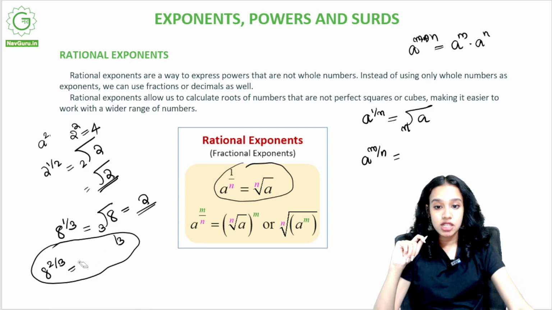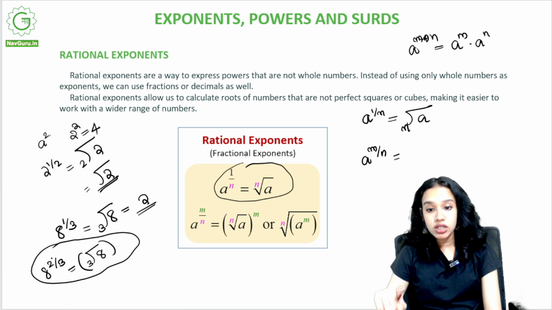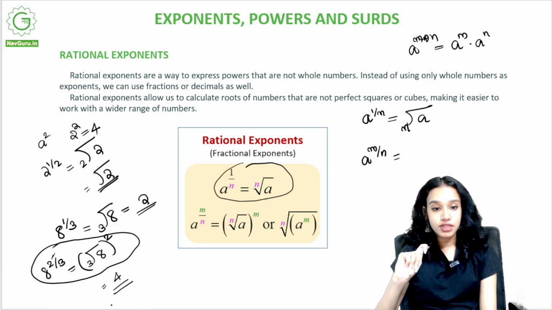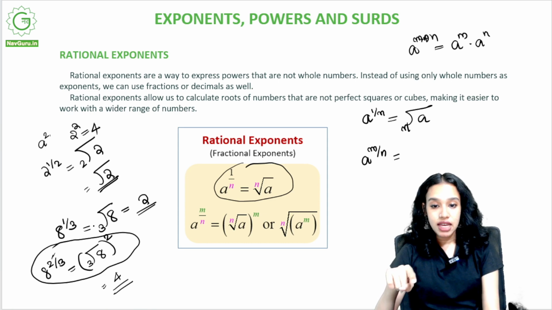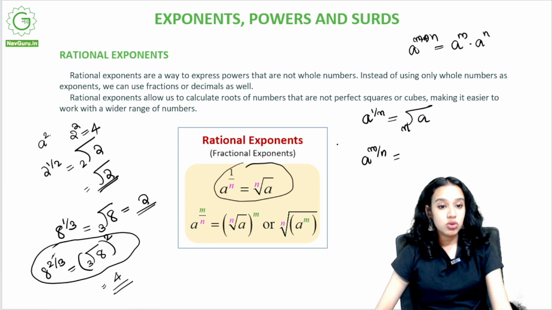So basically what we're going to do is we take 8 square and 8 raised to 1 by 3, which means the cube root of 8. So the cube root of 8, raised to 2 as the numerator, we'll put it as the square. So we have 2 square, which is equal to 4, right? We have the cube root of 8 is 2 and 2 square is 4. Now that is the rule for writing this.